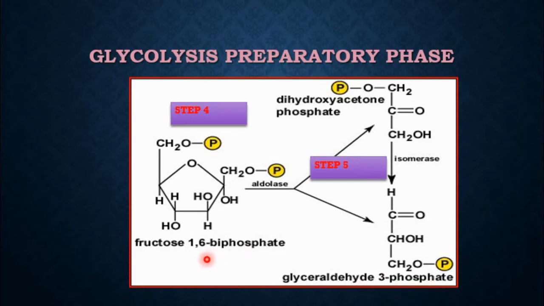So by the end of this preparatory phase, we will be having a 3 carbon molecule. We have started with glucose, which is a 6 carbon, and we are ending up with two 3 carbon molecules. That molecule is glyceraldehyde 3-phosphate. With this, the preparatory phase of glycolysis is ending.